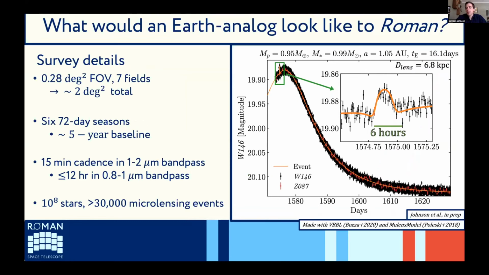Now, what would an Earth analog look like to Roman? Here I've got the survey details that have been gone over a few times already. But on the right is a simulated event that shows a perturbation due to an Earth mass planet. This is the closest I could get from random number generation in the simulations to a near Earth analog system: an Earth mass planet around a solar mass star at 1 AU. Here we can see this few percent deviation coming from the presence of the planet that lasts about 6 hours. So we need to have that cadence, like Scott emphasized, for characterizing these relatively short timescale features.